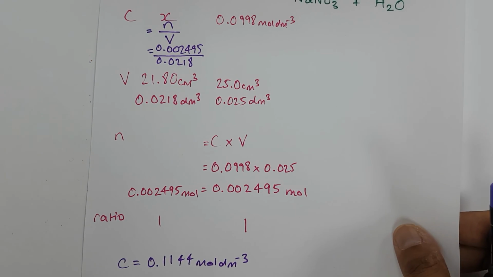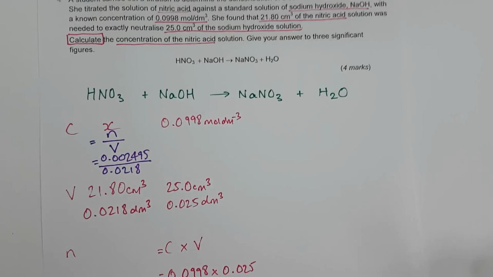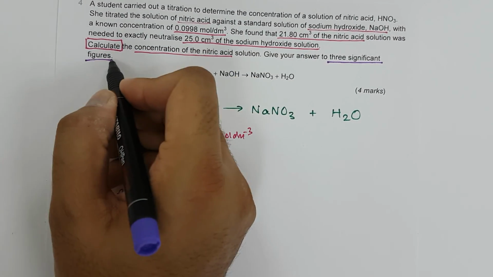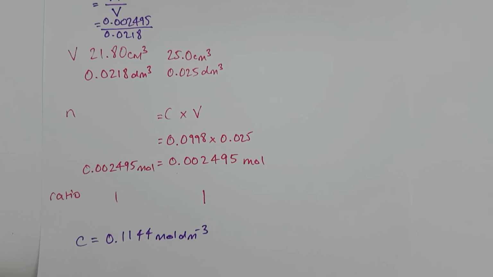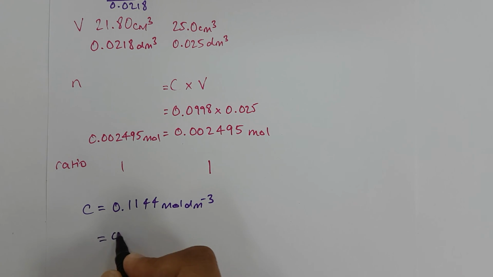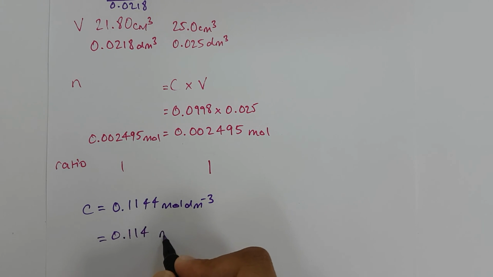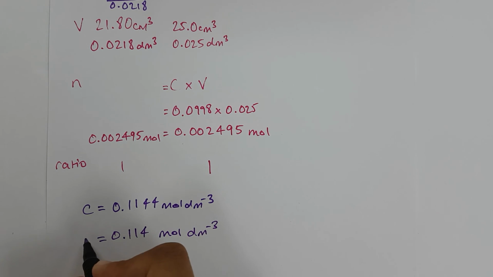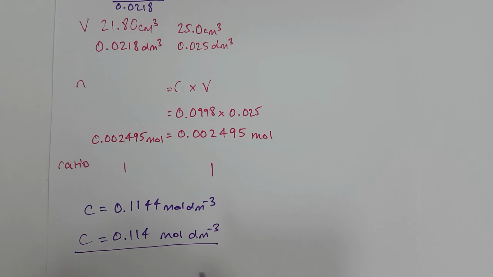But there is one last thing we need to take care of. The question expressly signifies we need to express our results to three significant figures. So if you left your answer to four significant figures, you'd drop a mark. So be very careful here. Your final answer should look like 0.114 moles per dm cubed.